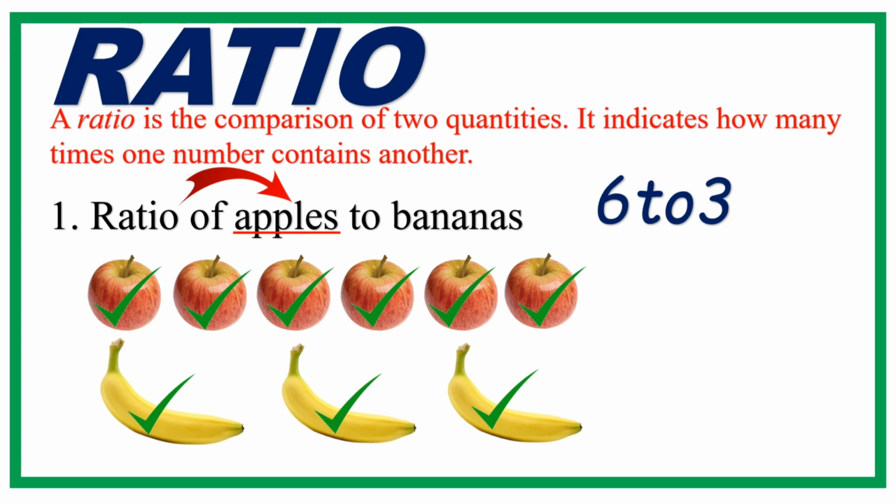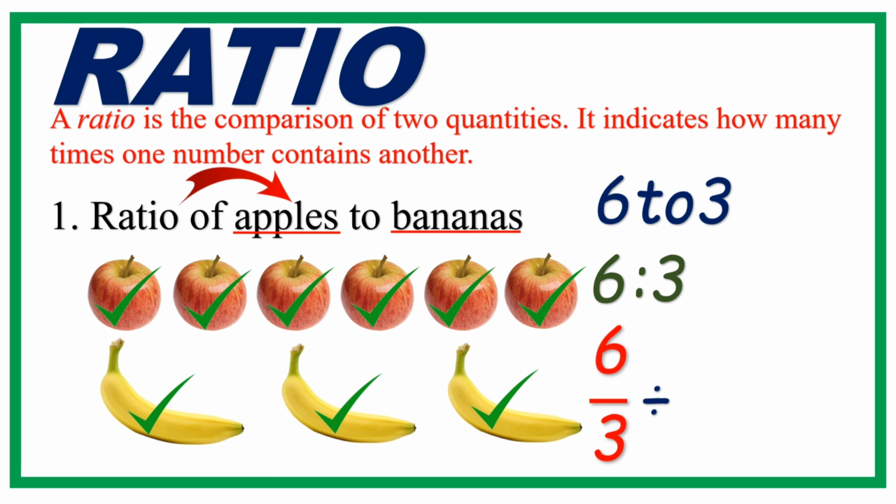Always remember when making a ratio, always put first what is first in the ratio problem. In this case, we're going to put 6 because we're talking about apples. And the next number is about bananas. Don't forget that. So the ratio of apples to bananas is 6 apples to 3 bananas. You can also write a ratio in this form, 6 colon 3 or 6 to 3, or in fraction, 6 over 3.